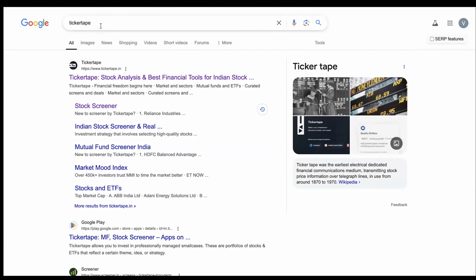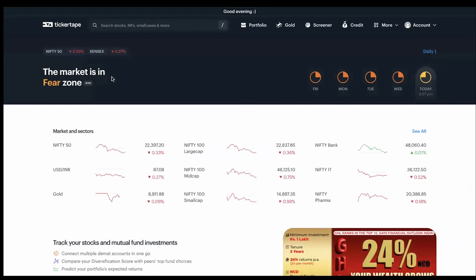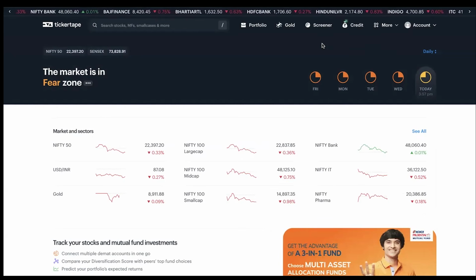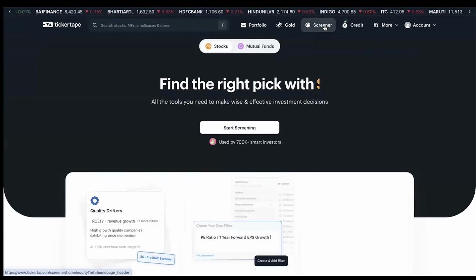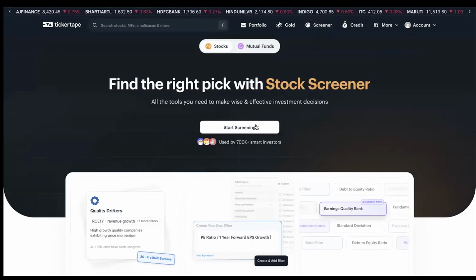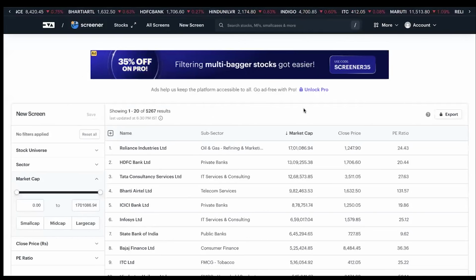So now we'll go to the Tickertape website and we'll put all the criteria which we discussed, and based on that we'll filter out the stocks. When you type Tickertape in Google, this is what you will see. Click on it, and once you click it, this is how the interface looks. Once you log into this website with your account, you can go to the screener, click the screener, and this is the page you will get.